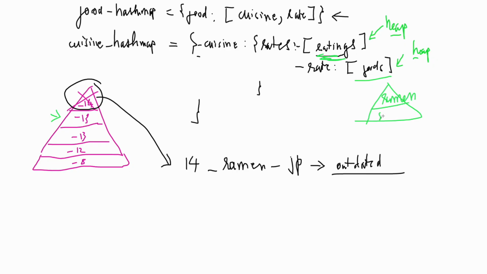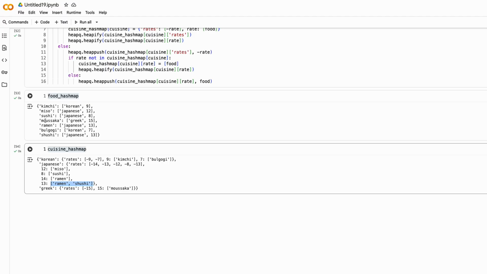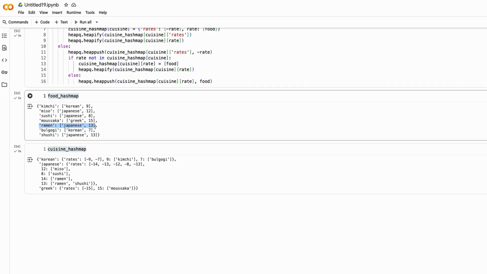and then the sushi here, right? And then we just need to get the top of the heap here, and then we can see the ramen. And then what is our result? Our result would be 13, ramen, and Japanese. And then we compare with the food hash map here, and we can see that the information for the ramen is exactly correct.